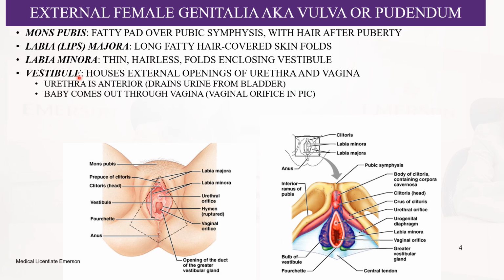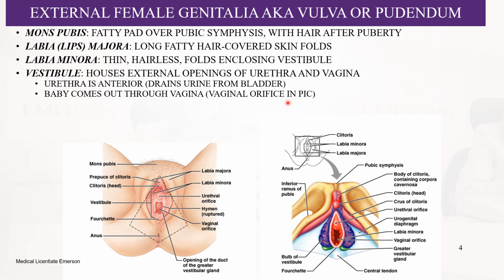So the vestibule houses the openings of the urethra and the vagina. It has the urethra, which is anterior and drains urine from the bladder, and the baby comes out through the vagina or the vaginal orifice. That's the vaginal orifice here, the introitus, and inside we have the vagina. But remember the vaginal orifice is the one which is visible outside. The vagina is the one which is internal. Hope you are getting the difference here.